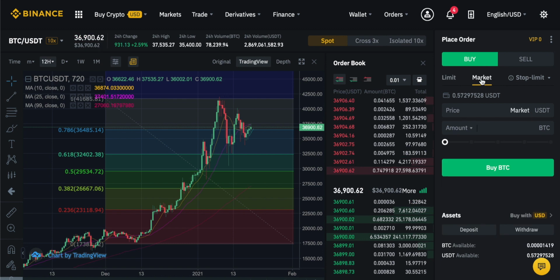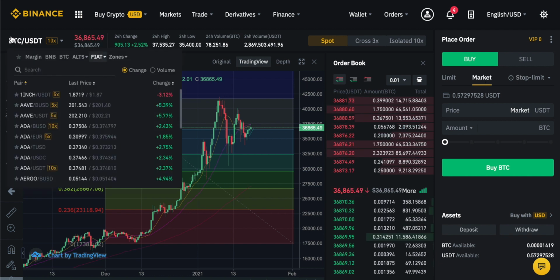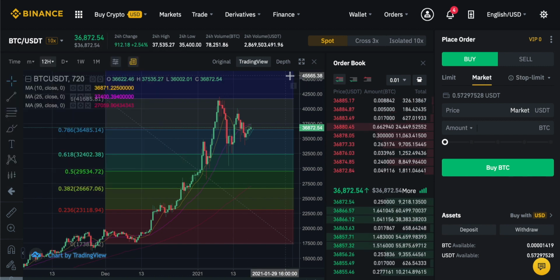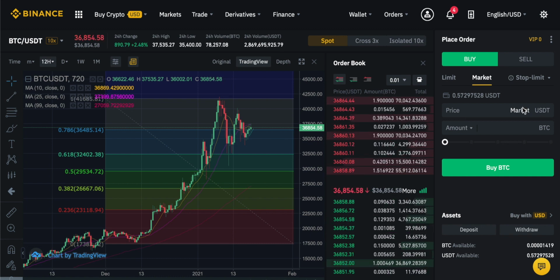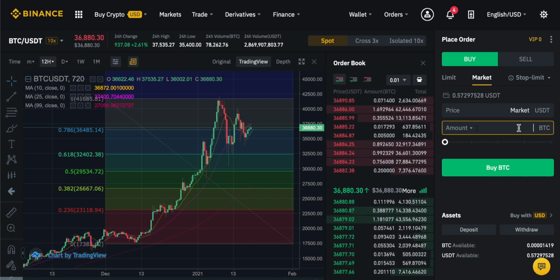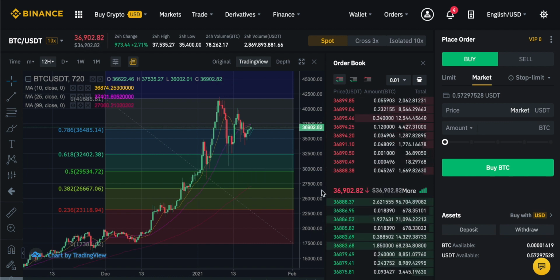A market order is one where you do not control the price of the option that you're trading. So right now we are actually trying to buy Bitcoin with US dollar tether, and you can see the price right here. There is no option for me to change this. A market order only gives you the ability to choose the amount that you want to trade and not the price. The price that you pay will be whatever the price is in the market at the time that you trade.